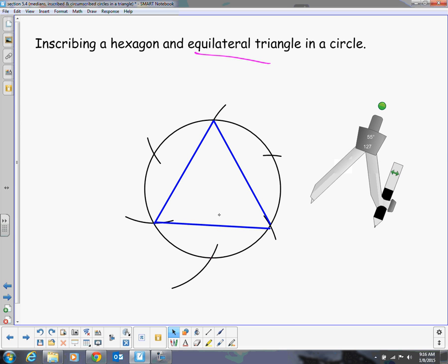Well, you get the idea. Your pencil's more able to do this. For some reason, it wants to jump. All right, so that's an equilateral triangle. And I want to mark it equilateral, meaning all 3 sides are equal.